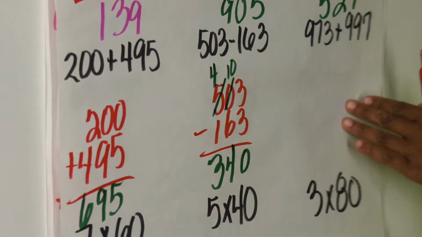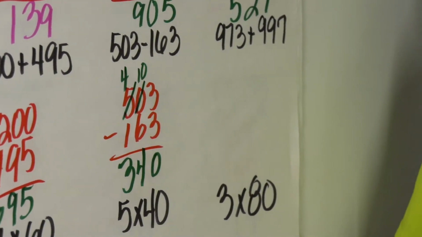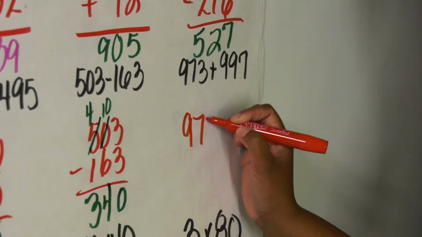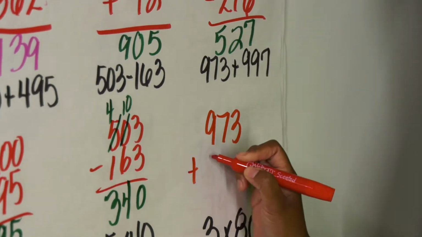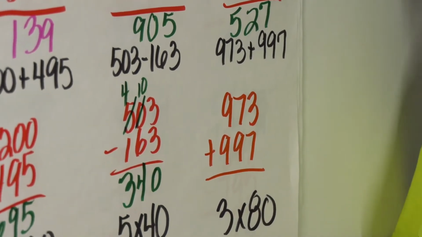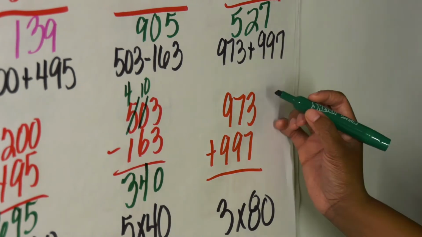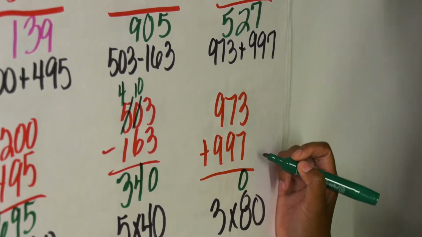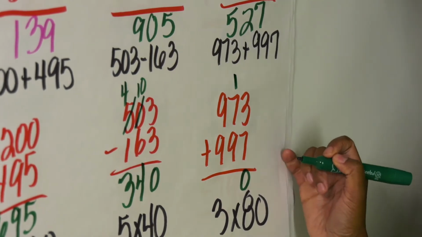340. And last, for our fluent adding and subtracting mathematicians, 973 plus 997. Okay, start with your ones place. 3 plus 7 is 10. Put your 0, carry your 1.